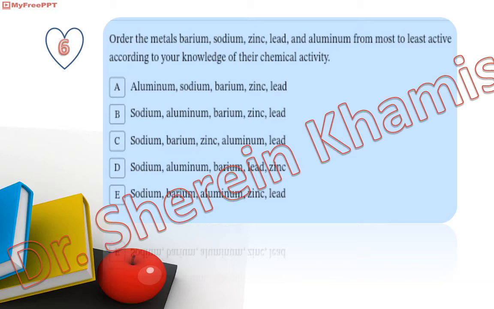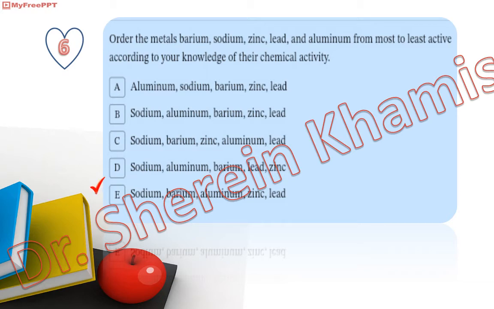So A will be wrong. Sodium is most active, then barium will be less active, and less active than it will be aluminium. It is a metal, and we said metals and non-metals have some properties, so it will be delayed in the reaction, less active than barium but not making the reaction fast. Then we have zinc, and at the end we have lead. So the right answer will be letter E.